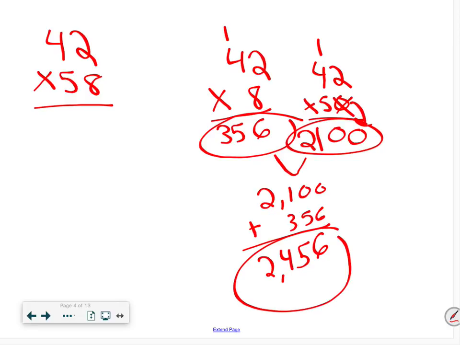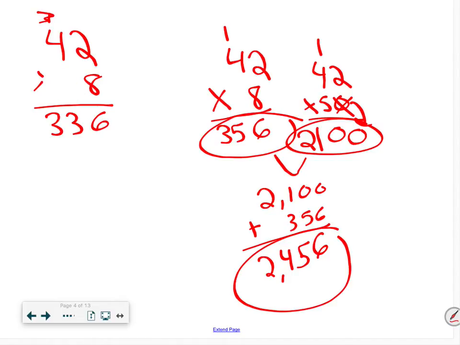I can check to see if I did that right by doing the algorithm, which is kind of the fast, more organized way to solve. Again, it's the same thing. 42 times 58. I'm ignoring my 10s for now, and I'm just worrying about my 1s. 8 times 2 is 16, and I regroup my 1. 8 times 4 is 32, plus 1 is 33. Okay? Now I've done my 1s place.